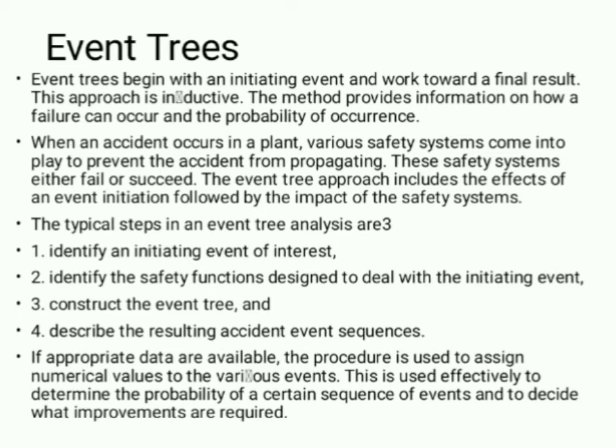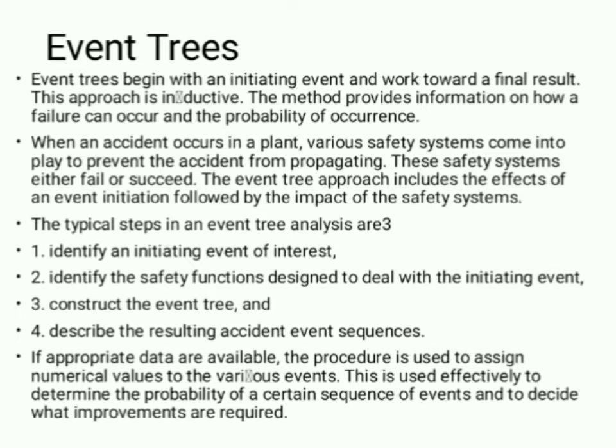Now from that event tree we have to describe the resulting accident event and the sequences. We can also, if the proper data is available, use the procedure to assign numerical values to various events. So what are those numerical values? There is a failure per year, and the failure rates of each piece of equipment that is installed. So we have to find the failure rate, the probability, and the reliability. If the data is available, use that also.